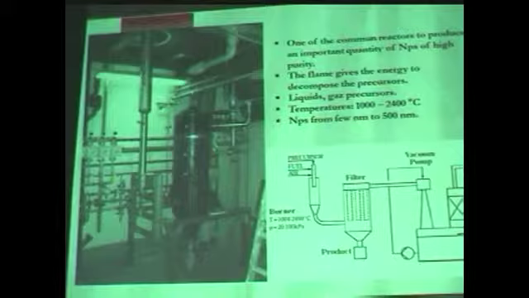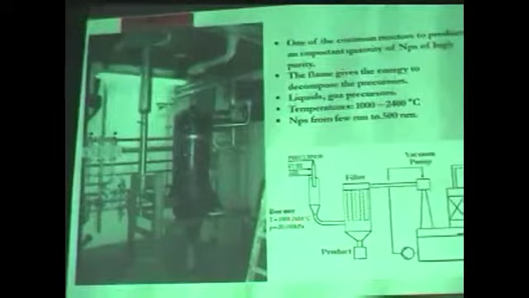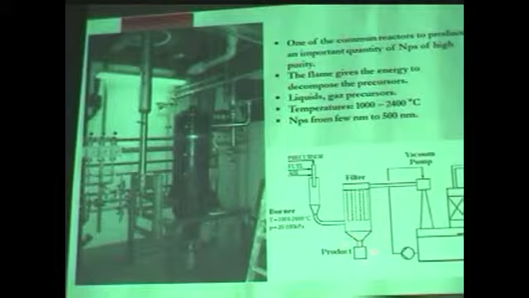Here you can see the schematic representation of this large device. Here is the burner with the temperature range between 1000 and 2400 degrees Celsius. The filter, here the product, vacuum pump of gas, etc. So the installation is relatively complicated.